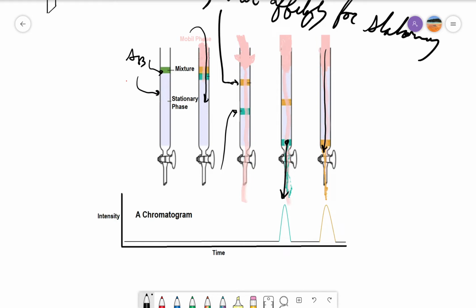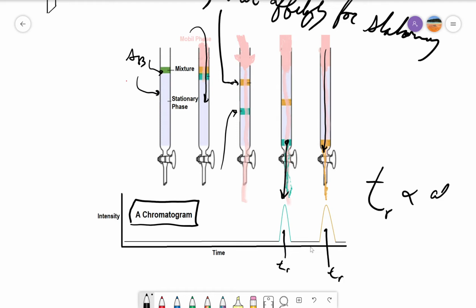This gives rise to what we refer to as a chromatogram. The time that it takes for a compound to come off is referred to as the retention time, and the retention time is in fact directly proportional to its affinity for the stationary phase. If it has a great affinity for the stationary phase, then it's going to take a longer time for it to be washed off the column.